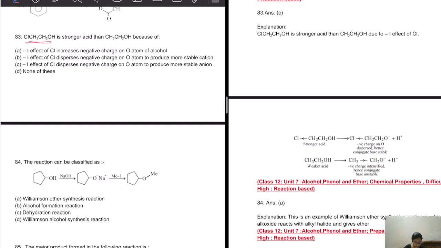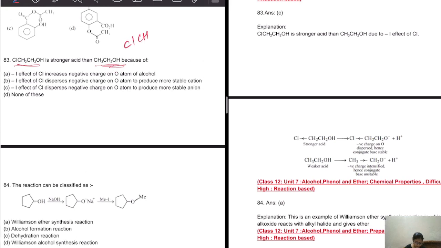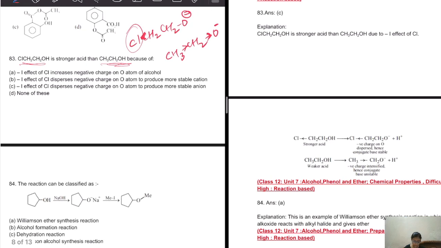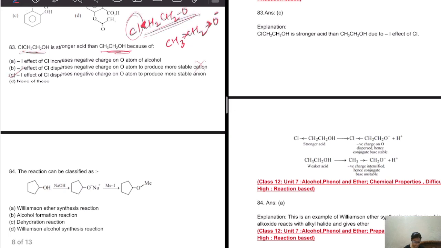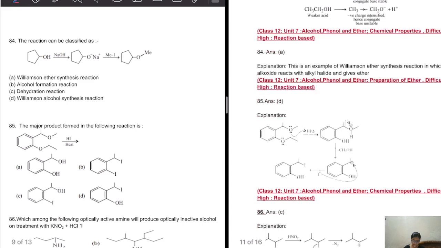This is given and this is given. We have to tell why. See, in this we have Cl, CH2, CH2, O negative, because obviously we take the anion for acidity. Then we have CH3, CH2, O negative. Now it's very easy to determine. See here, the R group is destabilizing by donating electrons. Stabilizing, but somewhat stabilization is there due to Cl. So the minus I effect of chlorine will disperse negative charge to produce a more stable anion. So C would be the correct answer. Here a cation is written.